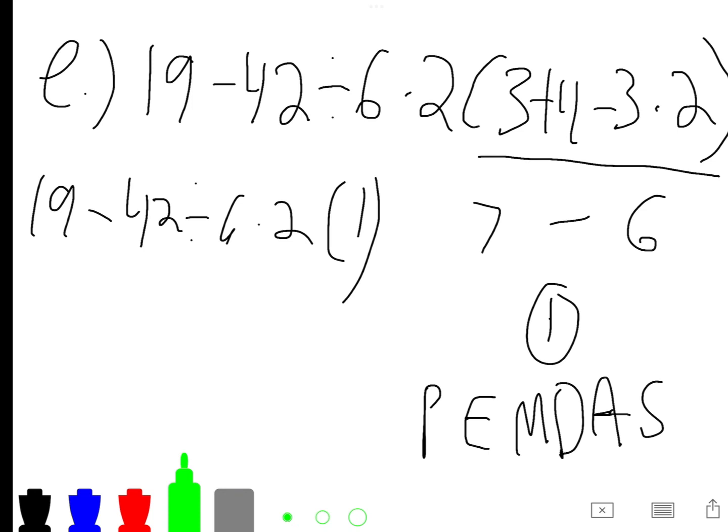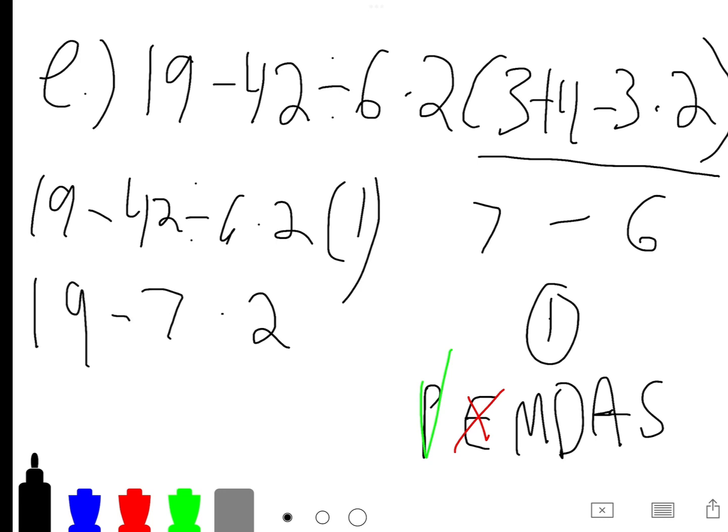So we're done with our parentheses, and there are no exponents, so we move on to multiplication. 2 times 1 is 2. 42 divided by 6 is 7. And then we have the 19. 7 times 2 is 14. We have 19 minus 14, which is 5. So that is your answer for number E, 5.